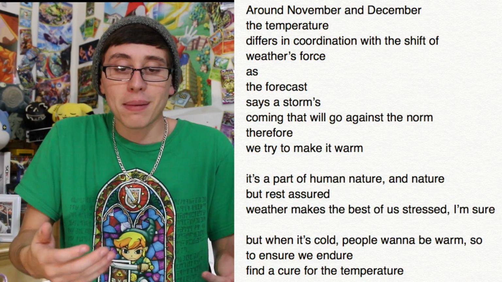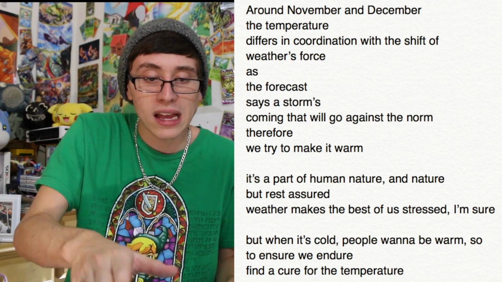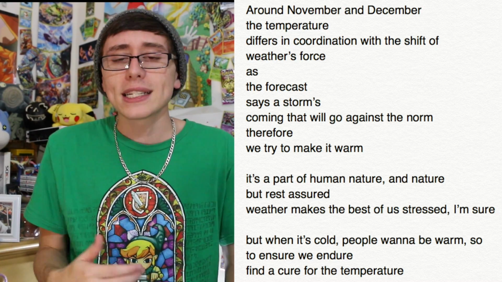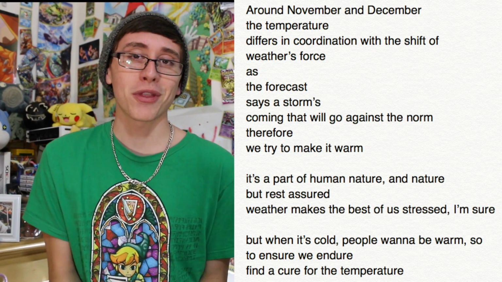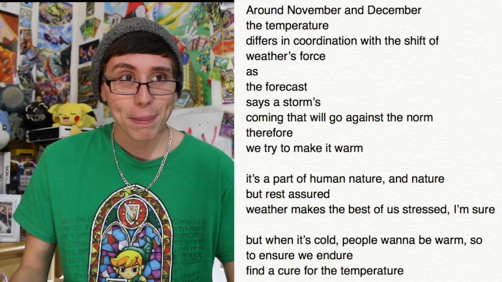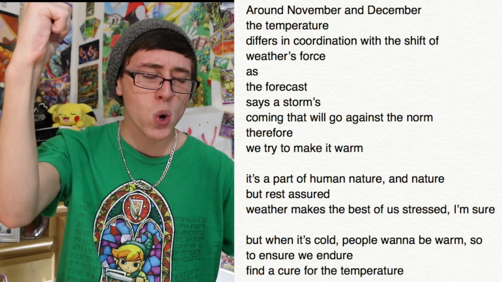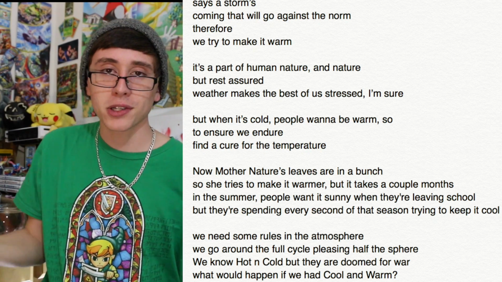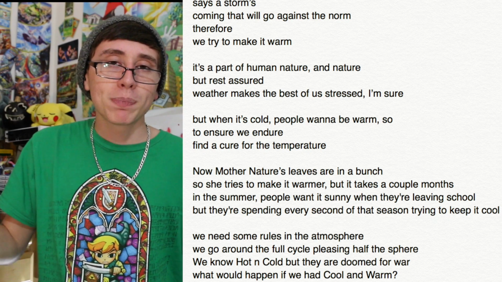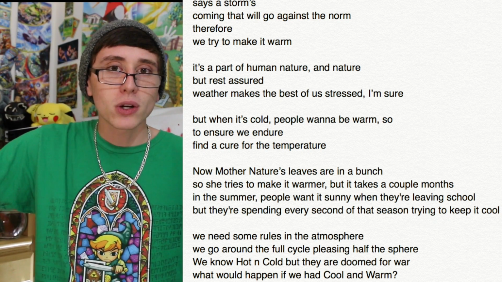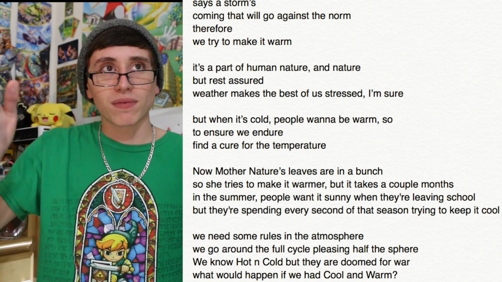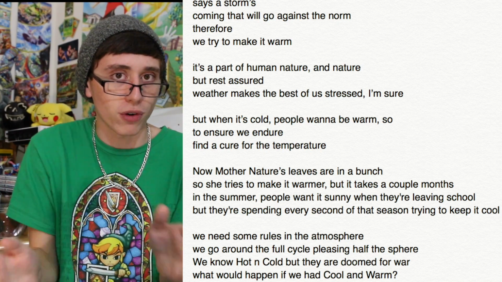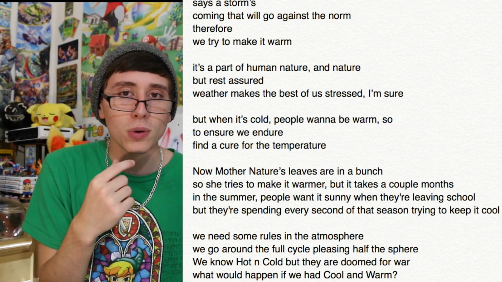Around November and December, the temperature differs in coordination with the shift of weather's force, as the forecast says of storms coming that will go against the norm, therefore we try to make it warm. It's a part of human nature, but rest assured weather makes the best of us stressed, I'm sure. But when it's cold, people want to be warm, so to ensure we endure, find a cure for the temperature. Now, Mother Nature's leaves are in a bunch, so she tries to make it warmer, but it takes a couple months. In the summer, people want it sunny when they're leaving school, but they're spending every second of that season trying to keep it cool. We need some rules in the atmosphere. We go around the full cycle pleasing half the sphere. We know hot and cold, but they are doomed for war. What would happen if we had cool and warm?